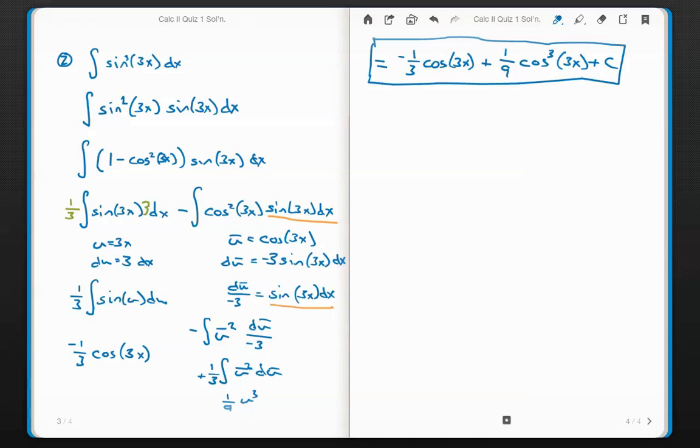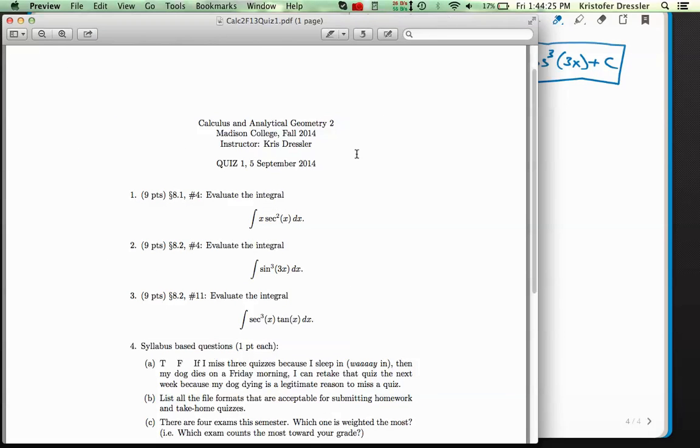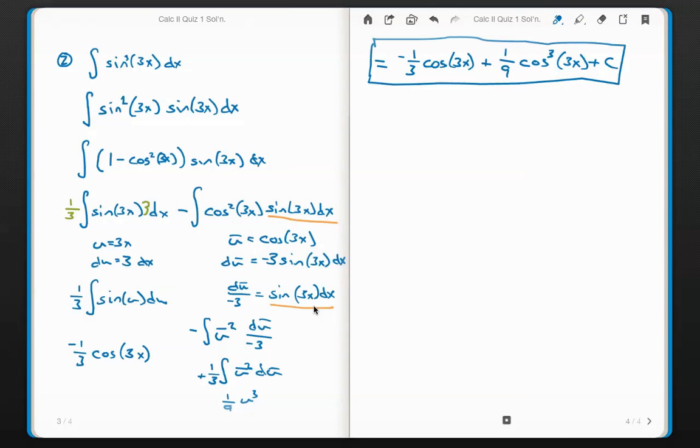Alright, so that gets the box there. Lastly is number 3. What was number 3 about? Secant cubed, right. Okay, secant cubed x tangent of x dx. And again, we'll start on a new page. Hello, new page.